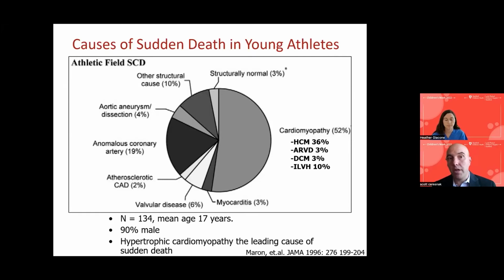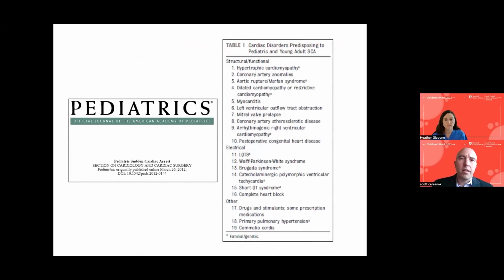And the second most common cause is actually anomalous coronary artery. So these are the things that you want to screen for to make sure that your patient is not going to end up in this sort of situation. And if you look at the list of causes in this paper published in Pediatrics in 2012, it also breaks them up into the structural and functional components, the electrical components, and the other. Hopefully with a combination of screening questions, exam, and a really detailed history and family history, you can pick up one of these structural functional problems or electrical problems, and really hopefully capture one of these patients before they end up in a bad situation.